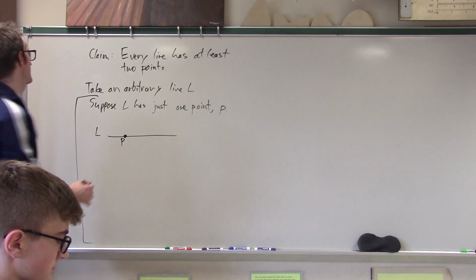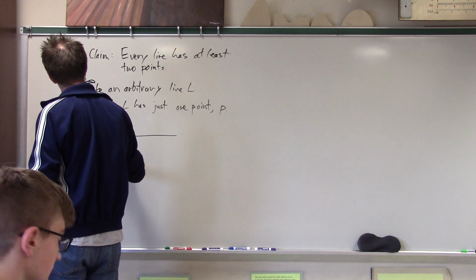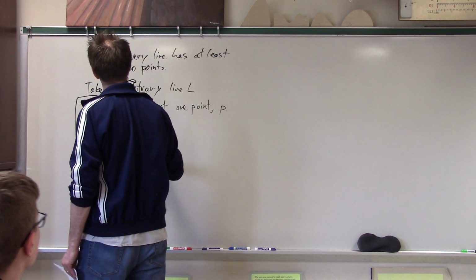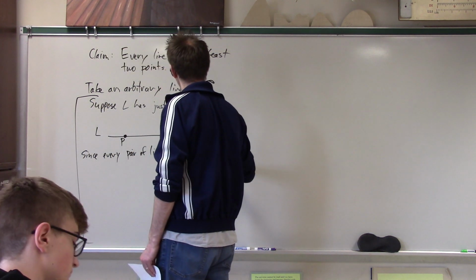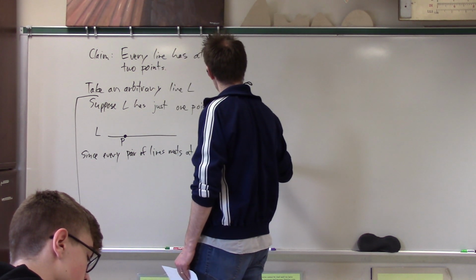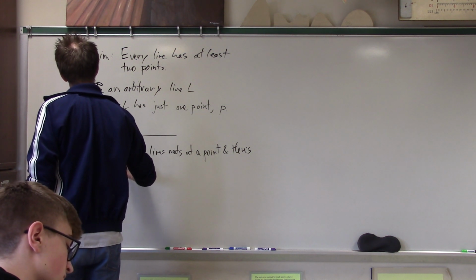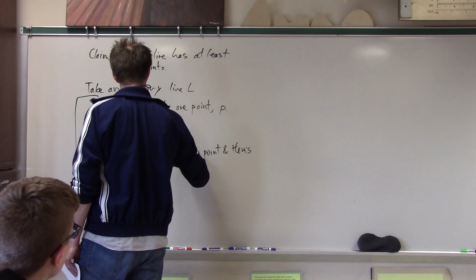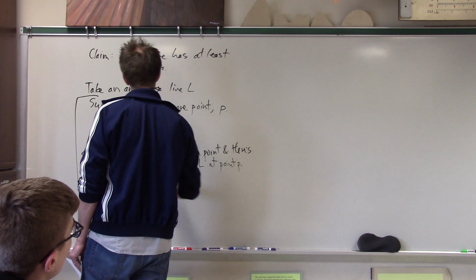Okay, so here we are. Here's the line that has 1 point on it. Since every pair of lines meets at a point, and there's only 1 point on L, then every line meets L at point P. Who is with me?